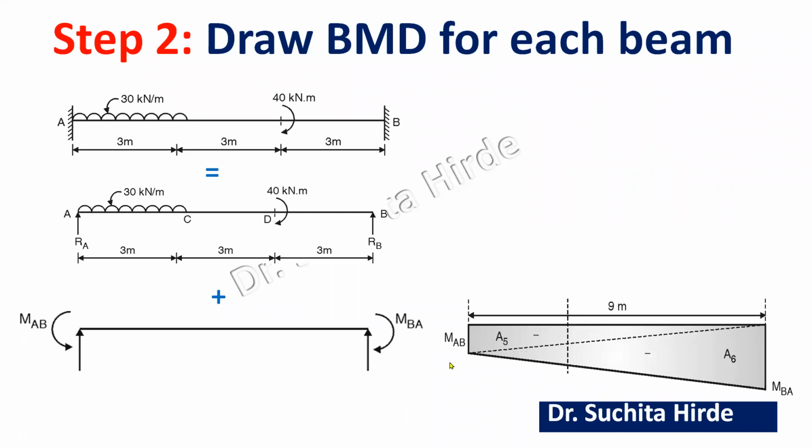So always remember that for fixed end moments, the diagram will be trapezium if you are considering fixed end moments as redundant. After that, we have to draw bending moment diagram for this simply supported beam. You must have studied how to draw the bending moment diagram in second year, strength of material. So same procedure you have to adopt here to draw the bending moment diagram for this simply supported beam.